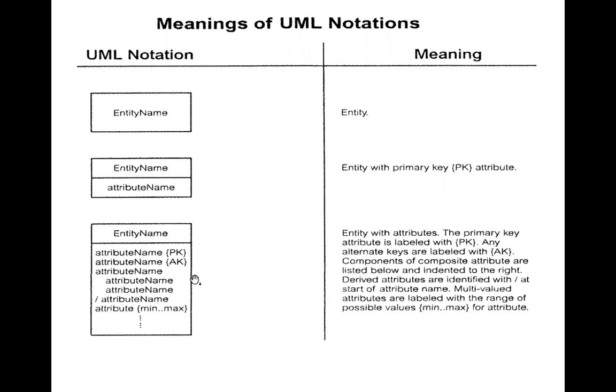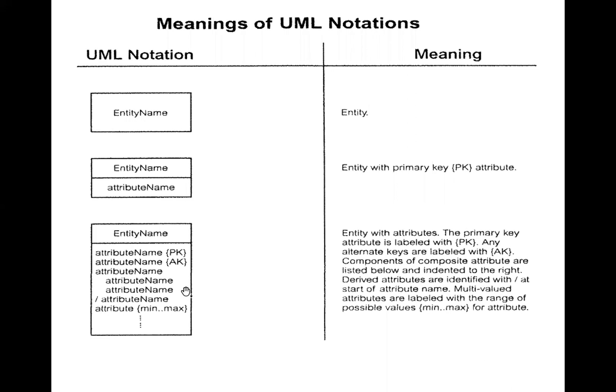And then we may have a composite attribute. An example of a composite attribute is the address, right? The components of a composite attribute are listed below and indented to the right. For example, street number, apartment, city, state, country, right?